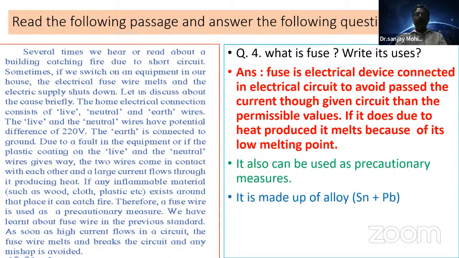It is made up of an alloy of Sn and Pb, and as per the current we have, fuses also come in different types. 2 ampere, 3 ampere, and 4 ampere are different types of fuse.